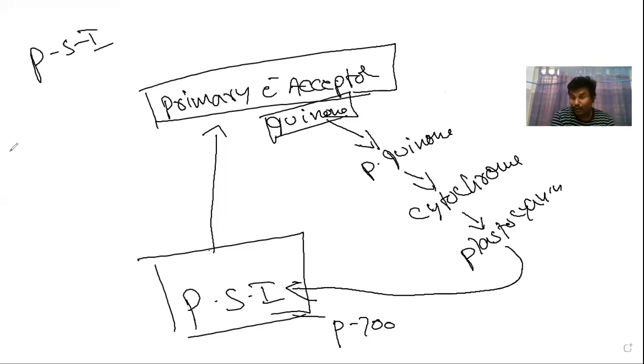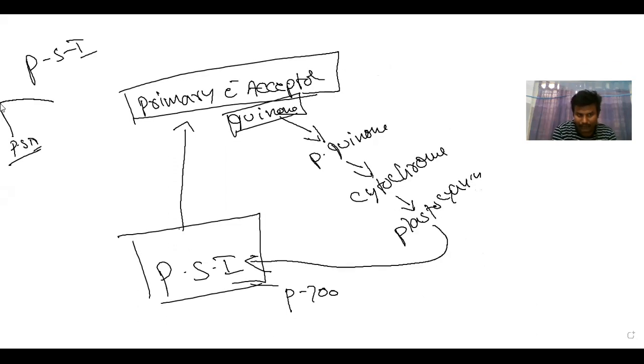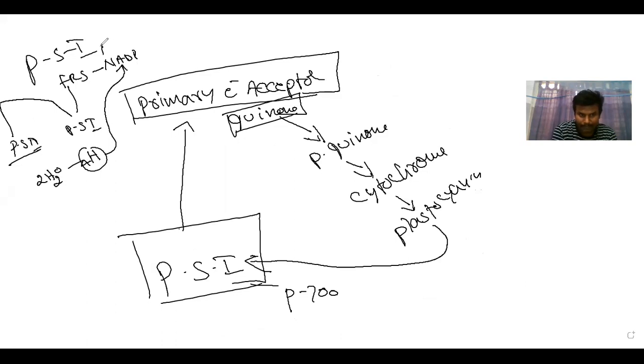Before that, what we have discussed: from PS2, the electrons are transferred to the electron acceptors. From the electron acceptors, they are transferred to PS1 and then to the FRS and then to NADP. Here water splits and releases protons. Among those protons, some are added to the NADP, and it becomes NADPH2. That is non-cyclic phosphorylation; it goes this way. It is also called the light reaction. The light reaction is also called non-cyclic phosphorylation.